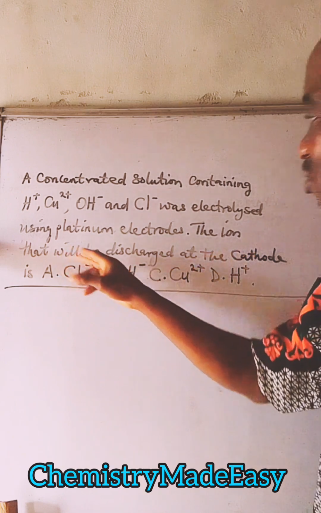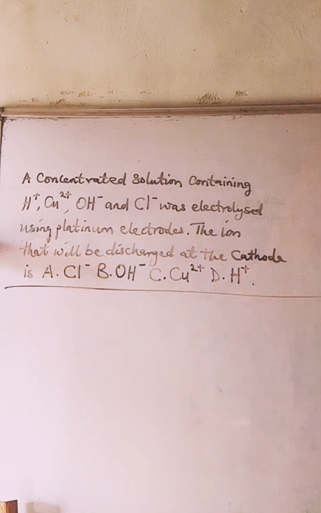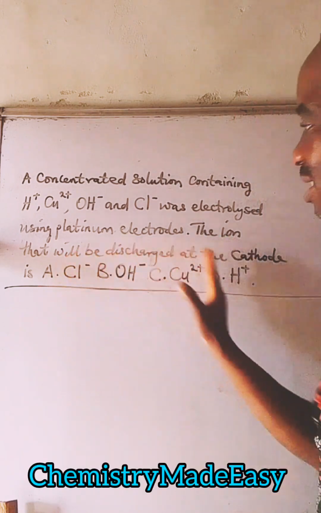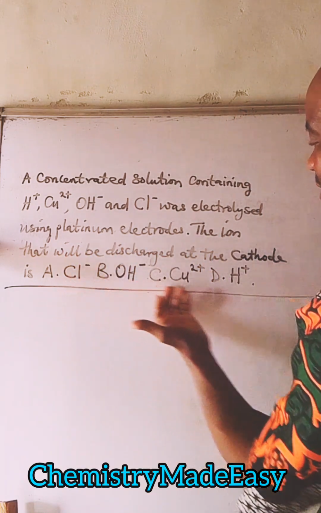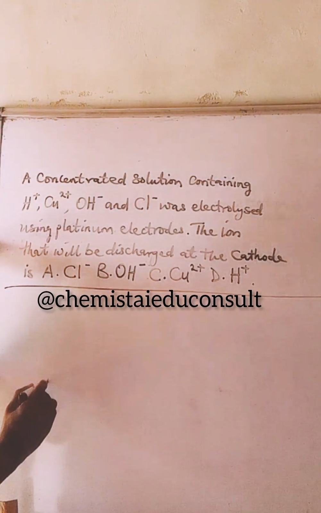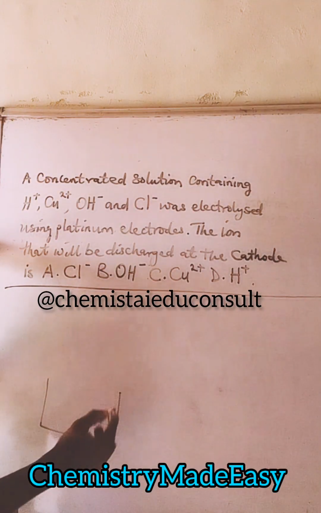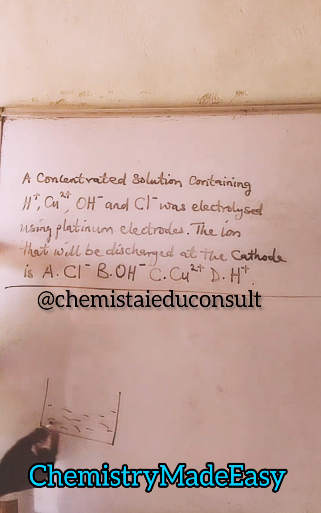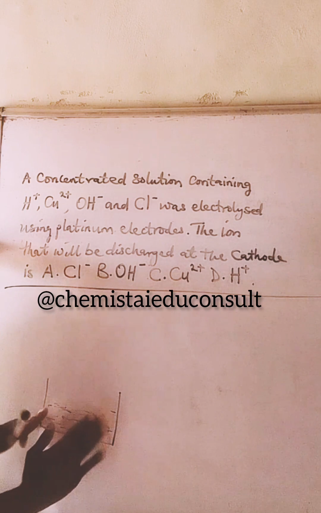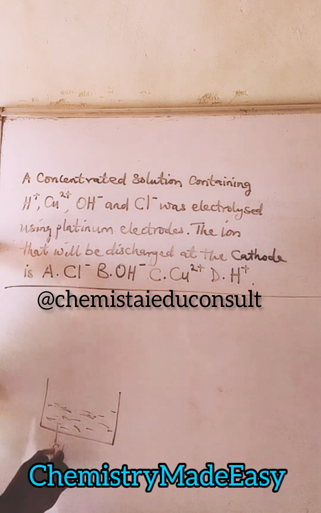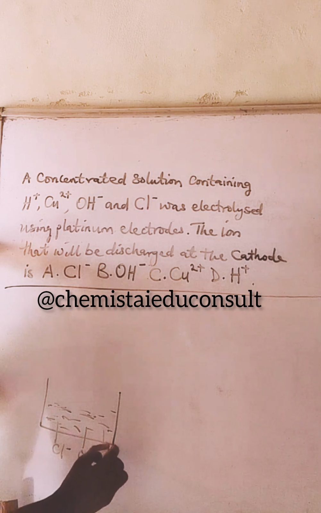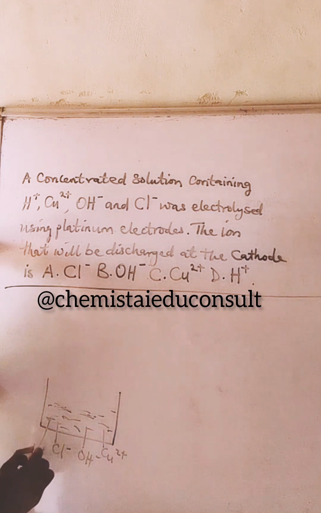The ions that will be discharged at the cathode is the ion that will be discharged. Which of the ions here will be discharged at the cathode? Recall our electrolytic tank. This is the tank containing the solution containing these ions. So all these ions are present there: chloride ion, hydroxide ion, copper 2 ion, and hydrogen ion.